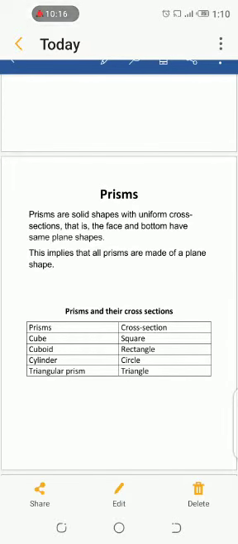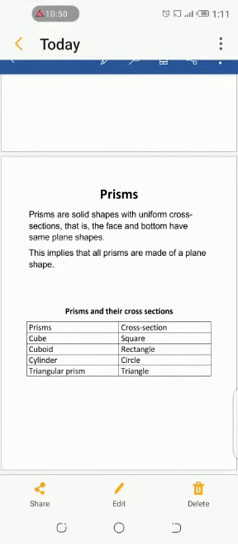Like I've explained, prisms and their cross sections. Cube, the cross section of it. Remember I said earlier that the cross section of the shape is the plane shape that makes up the shape. So a cube is made up of squares, so the cross section is a square. A cuboid is made up of rectangles, so the cross section is a rectangle. Cylinder, the cross section is a circle. Triangular prism, the cross section is a triangle. On and on like that.